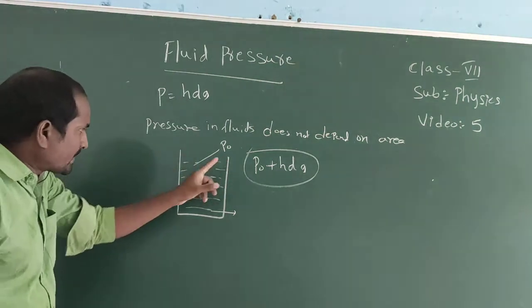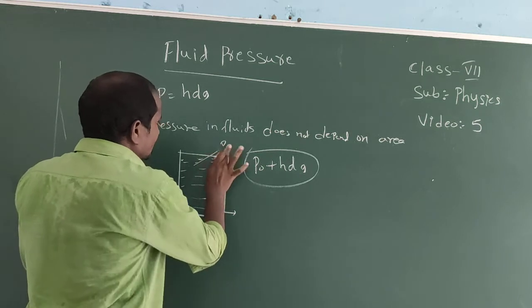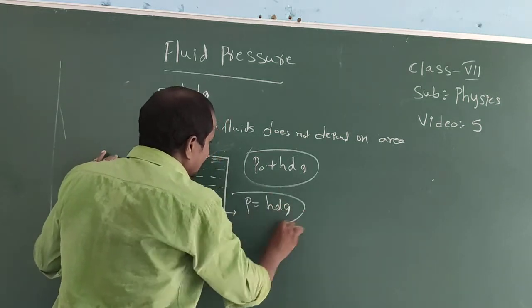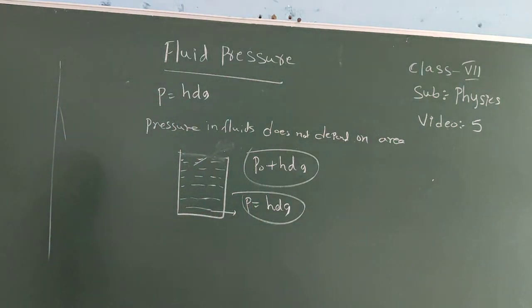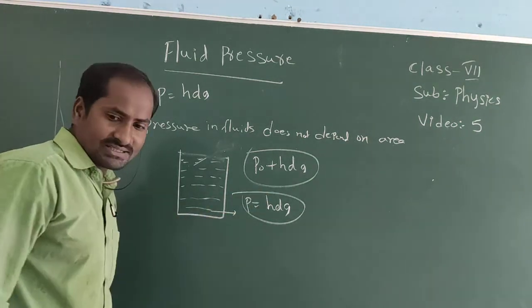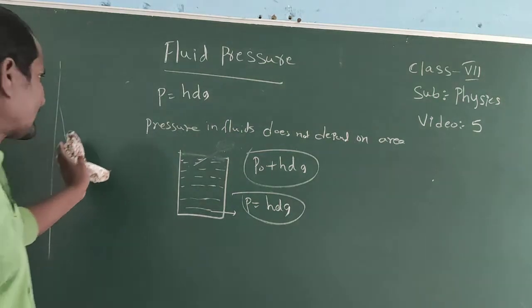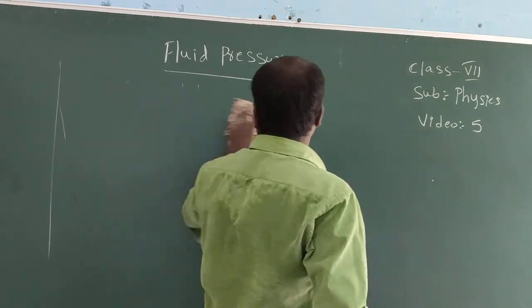It is the total pressure acting on the bottom of the tank, if the tank is open. Now if the tank is closed, then P equal to only hdg. If the tank is open, then the pressure at the bottom of the tank equals P0 plus hdg. These are the factors.